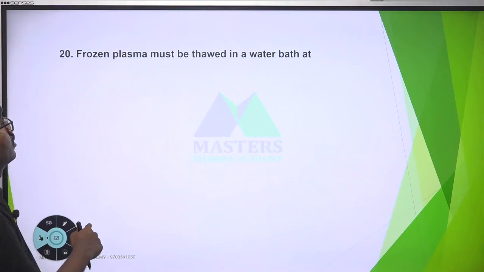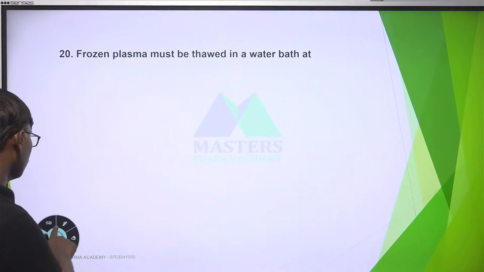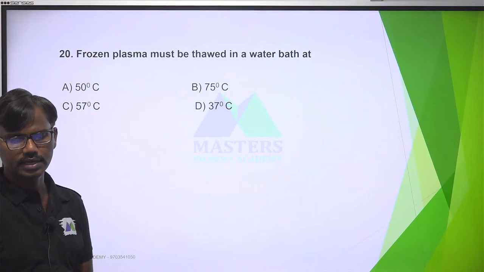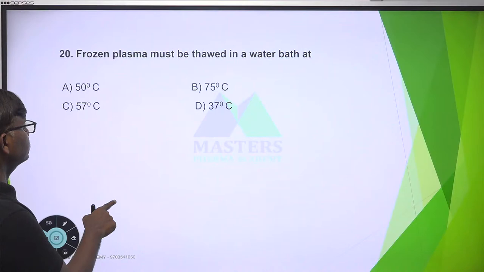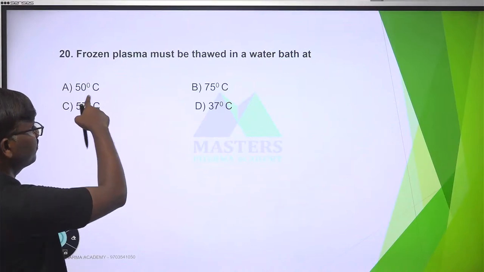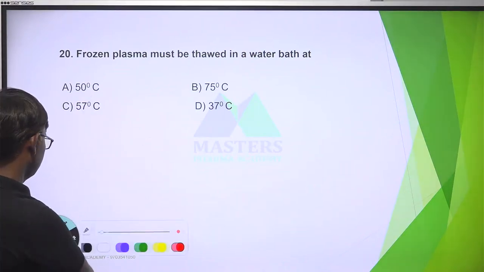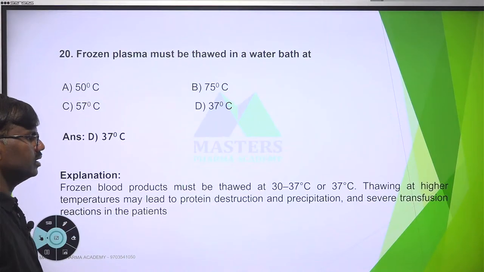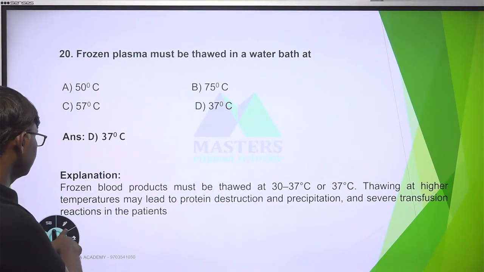Frozen plasma must be thawed in a water bath at what temperature? The answer is D, 37 degrees centigrade. It is very important to thaw the frozen plasma at 37 degrees. High temperature leads to precipitation.